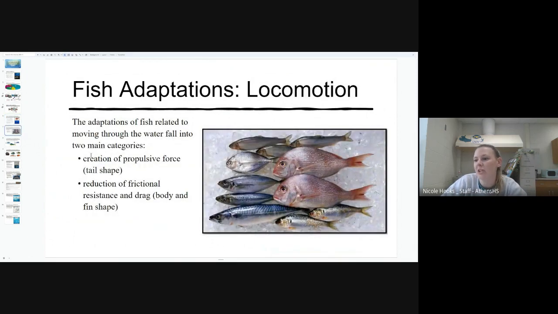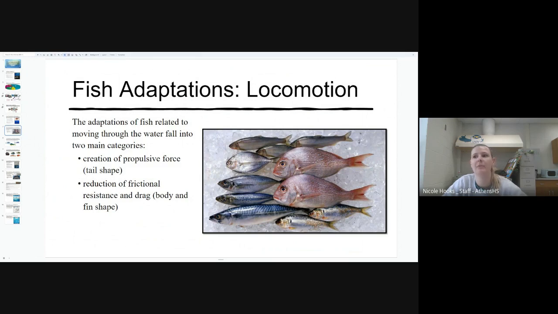The next is locomotion. If they're in the open ocean, they're going to try to be as torpedo shaped as possible so that they can move without drag or resistance. So through everything, they're trying to reduce drag and create propulsion force by their tail shape.